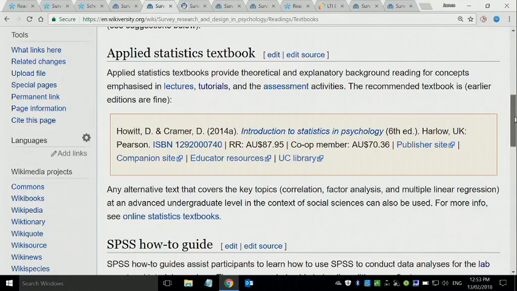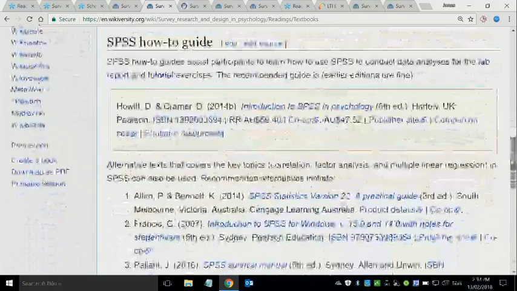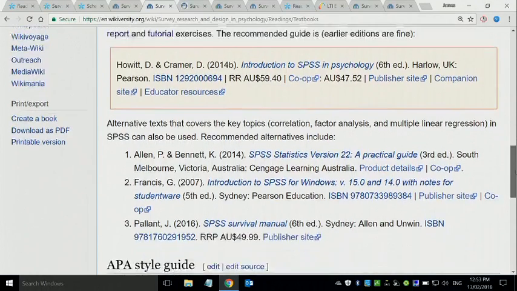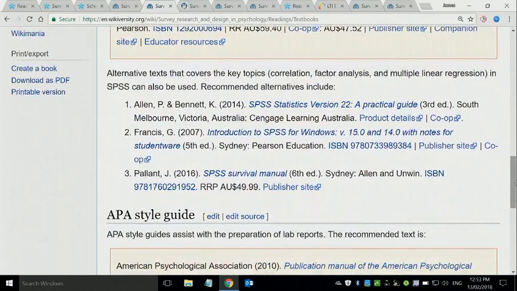The other type of book you should have is some sort of SPSS how-to manual or an SPSS cookbook. Howitt and Kramer, if you've got it, that's great. But you can also borrow from the library something like Allen and Bennett. A lot of students like the Pallant book, the SPSS Survival Manual. So if you want to buy a second SPSS cookbook, then that can be handy as well.